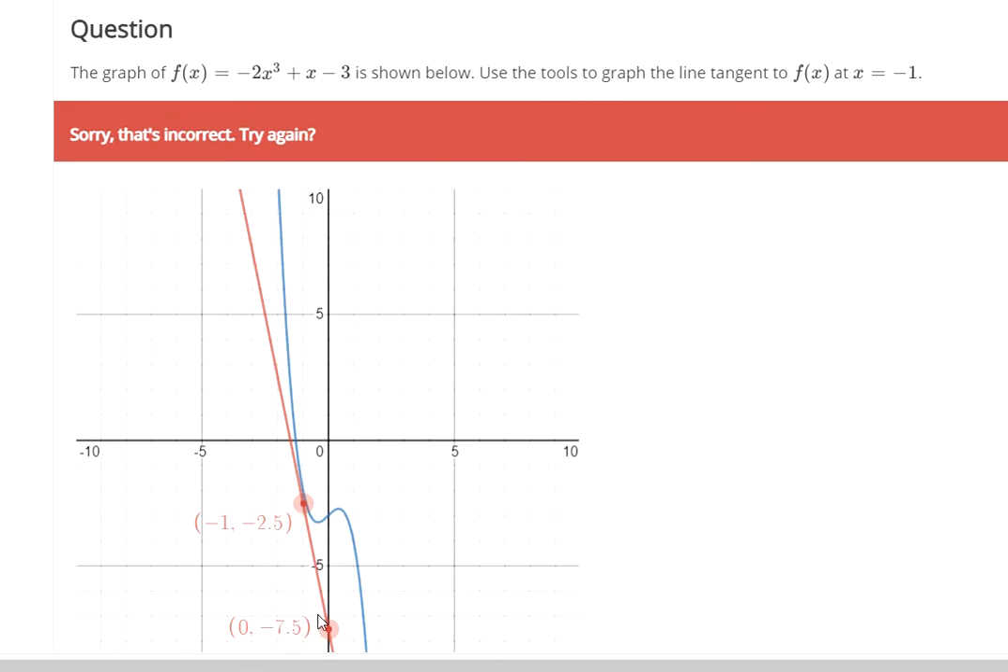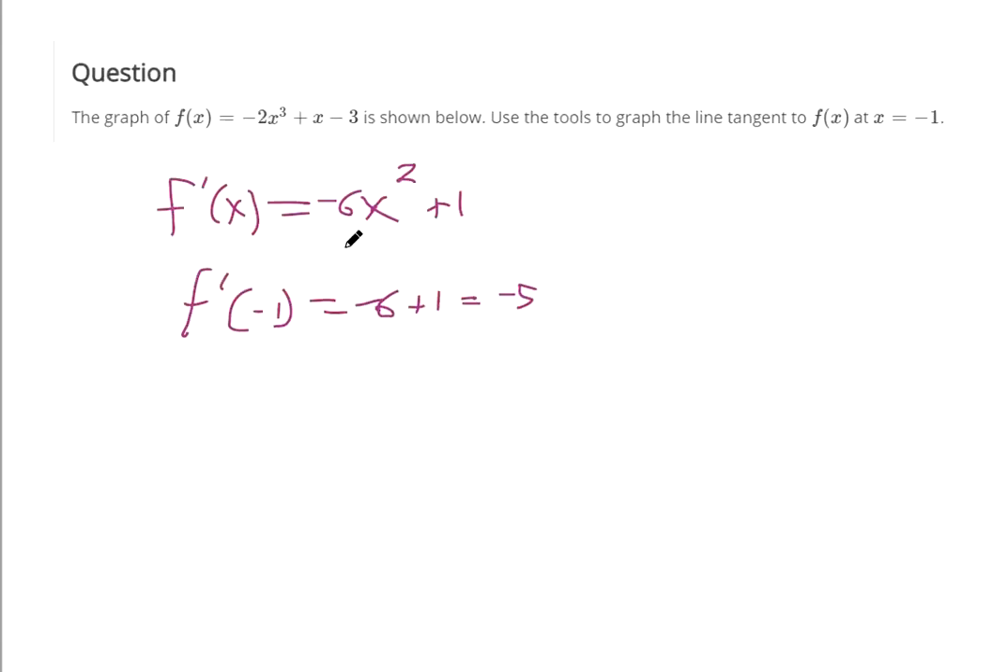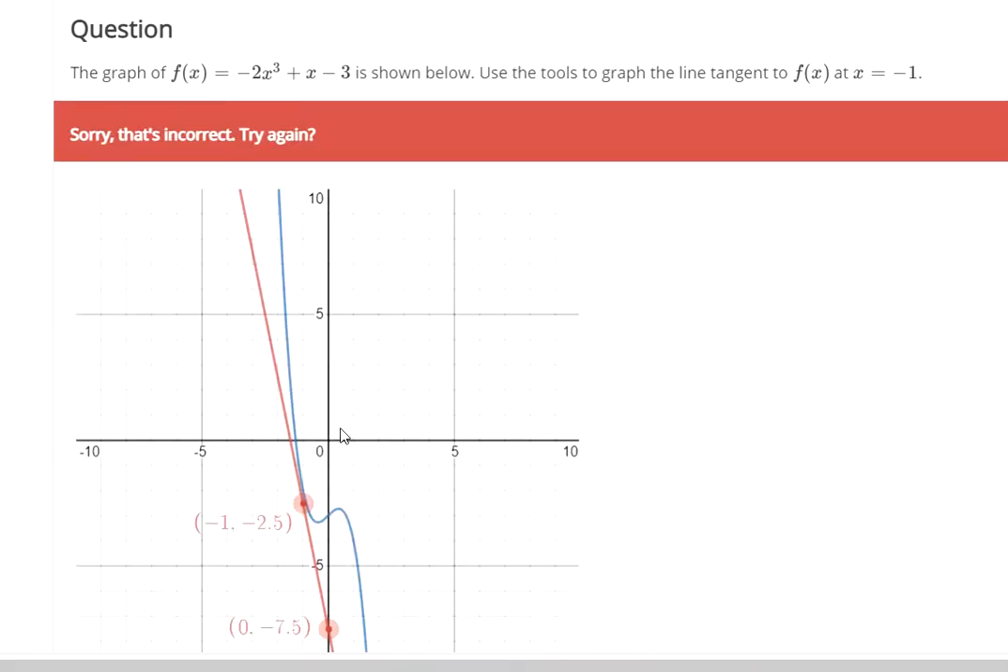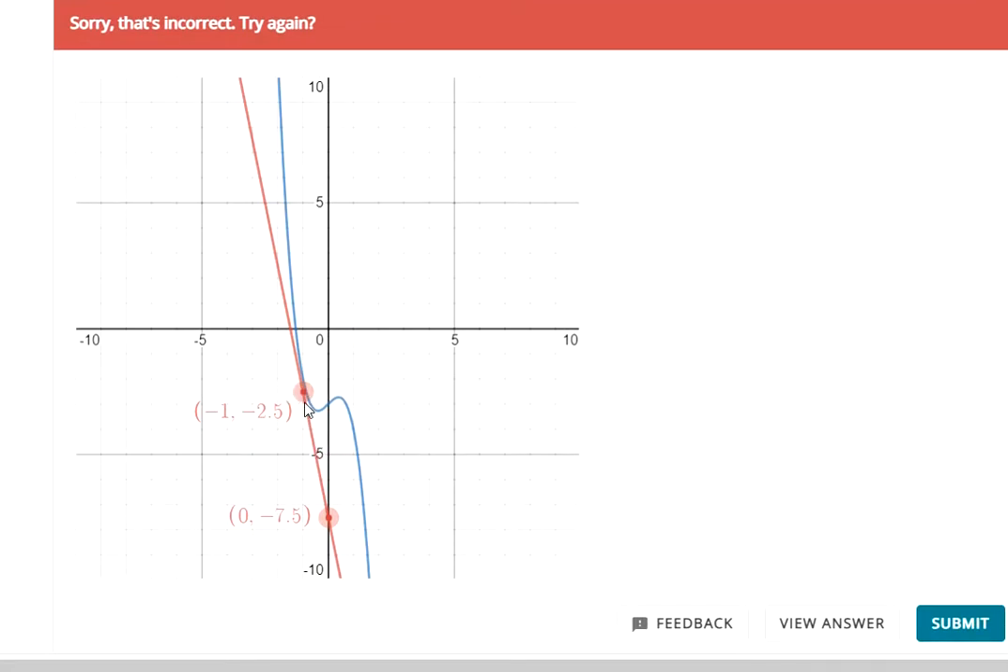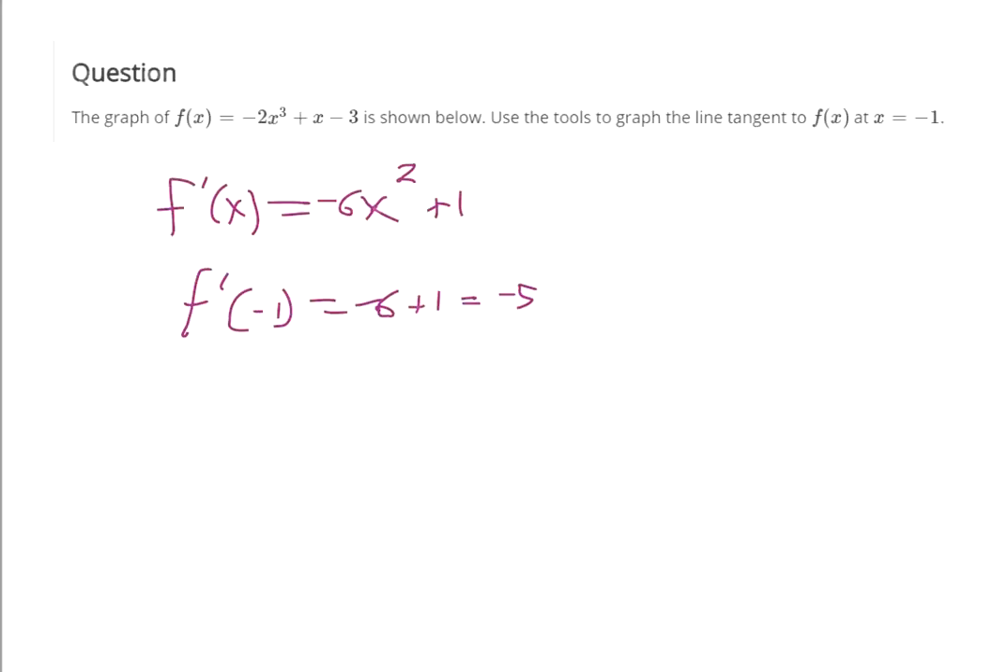I went down 5 to the right 1. That's definitely the slope. We got the right slope, right? Plug in -1 squared, it's 1. -6 times 1 is -6. -6 plus 1 is definitely -5. So go down 5. So I start at -2.5, so we go down 5, you're down at -7.5, and to the right 1. Well, the slope is -5.